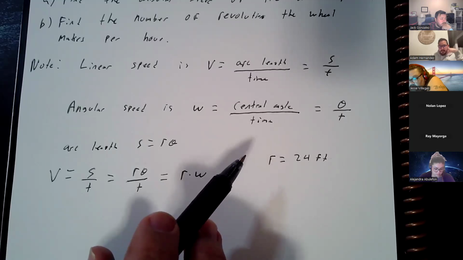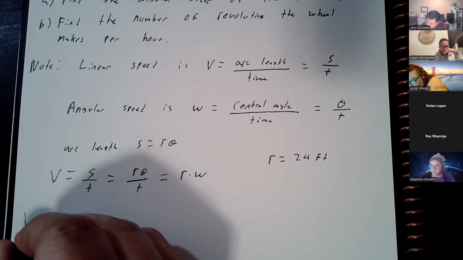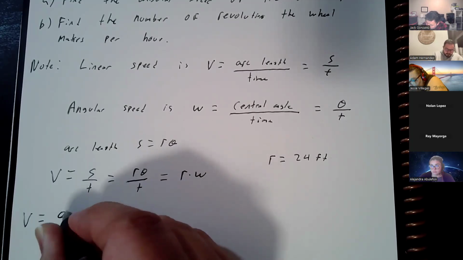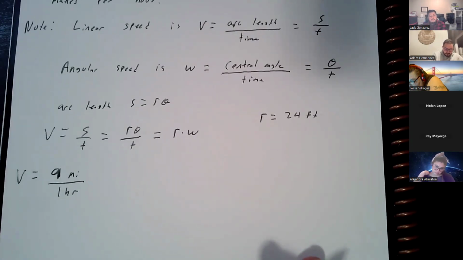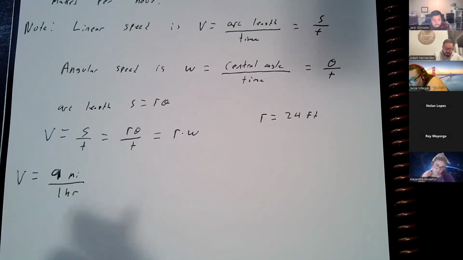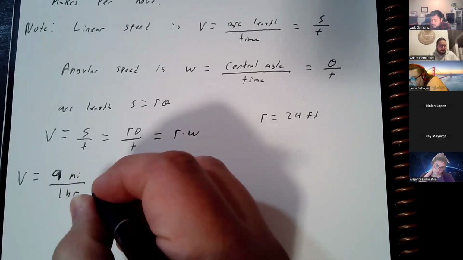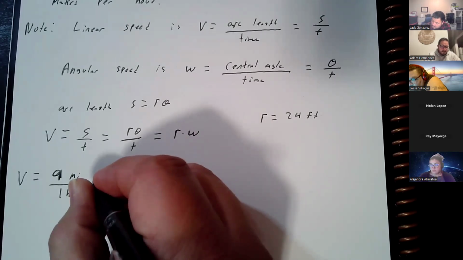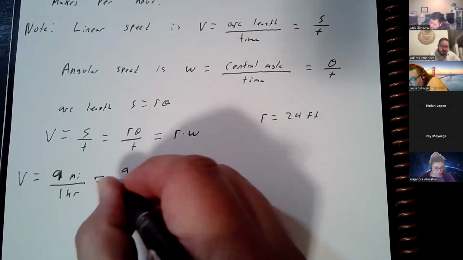But this is V though. So technically, V is equal to 9 miles per 1 hour, right? So convert this multiple times. Let's do the hours first. If I want to get to minutes, multiply this guy by what?